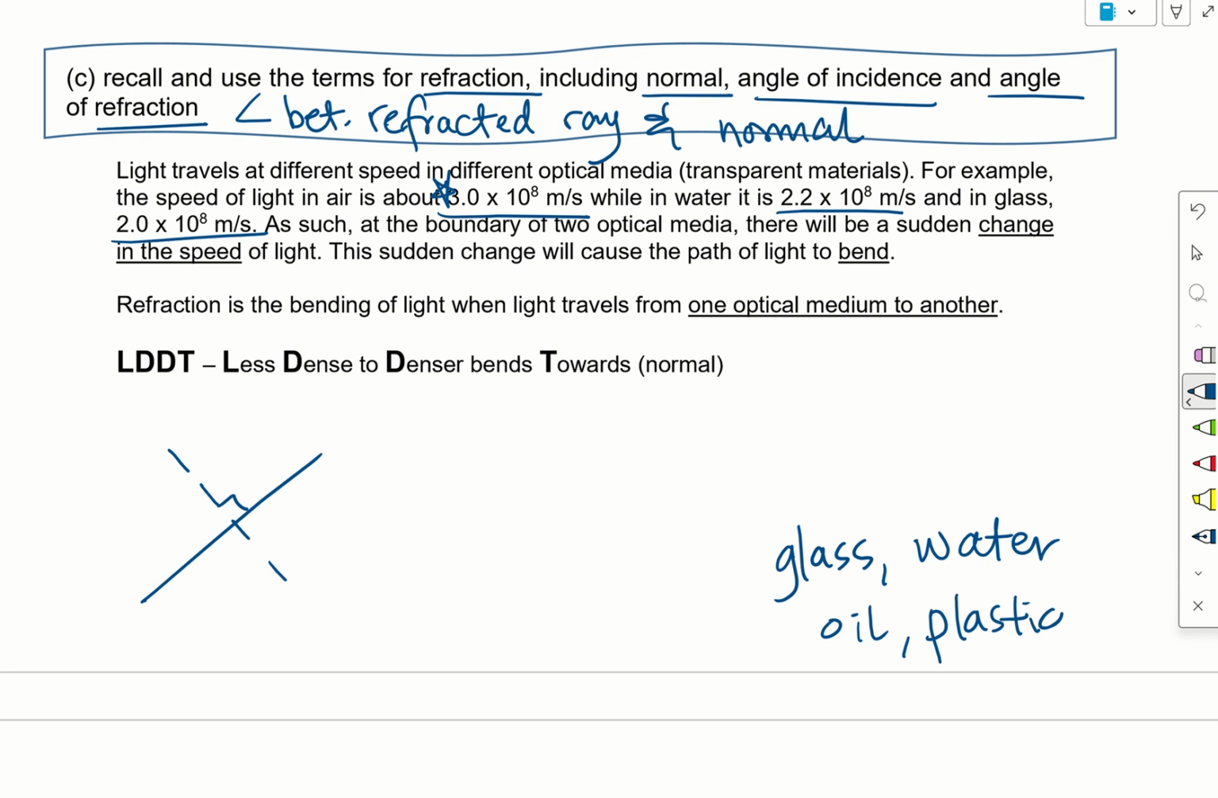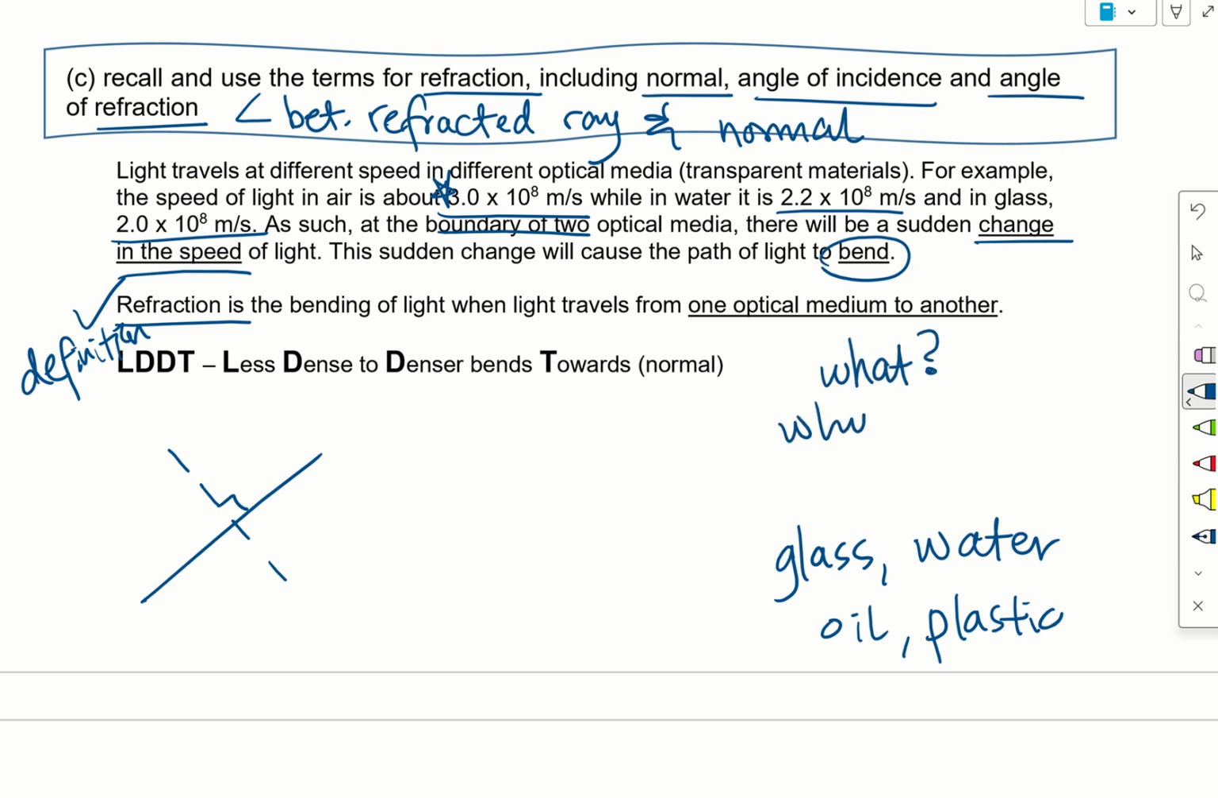Therefore, because of the difference in the speed of light, at the boundary of the two optical media, there will be a sudden change in the speed of light. And this will cause the path of light to bend. Okay, now what is refraction? It is actually the bending of light when it travels from one optical medium to another. This is the definition.